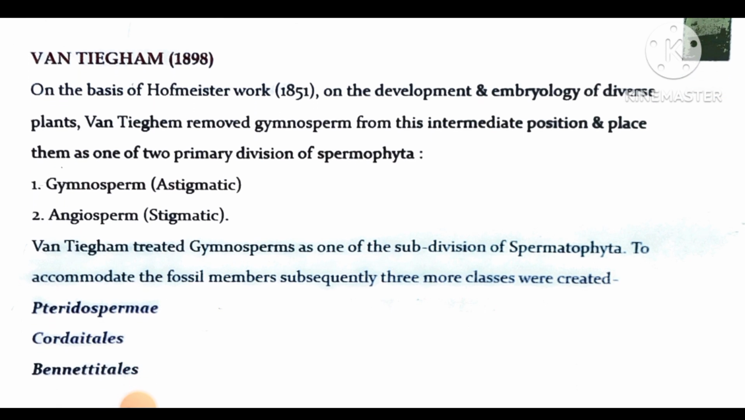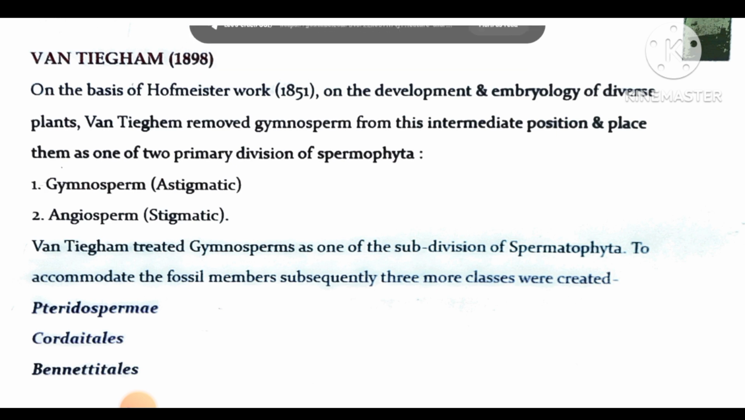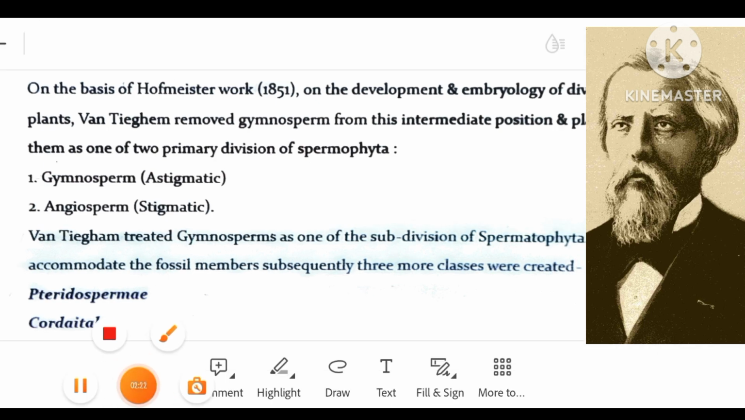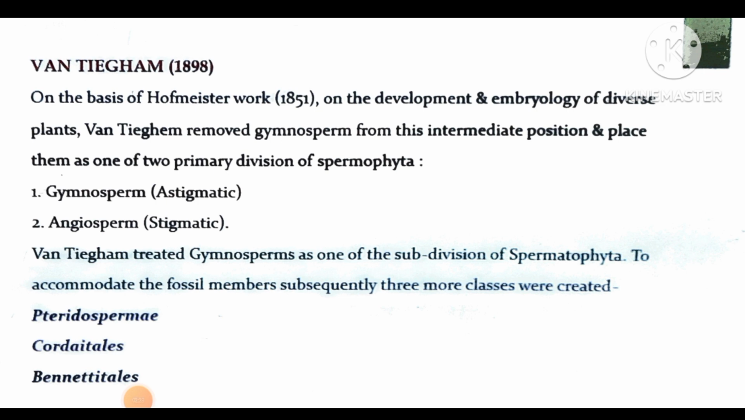Van Tieghem was very much influenced by the work of Hofmeister, who worked on embryology in 1851. On the basis of all these studies and the work of Hofmeister, Van Tieghem gave the gymnosperms a separate position. He collected various evidences on the basis of their characters, on the basis of their fossil members and all. He removed the gymnosperms from the intermediate position.